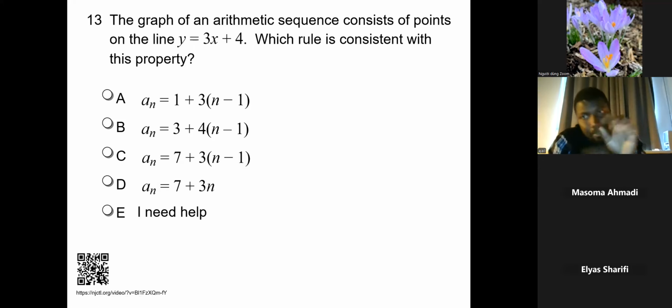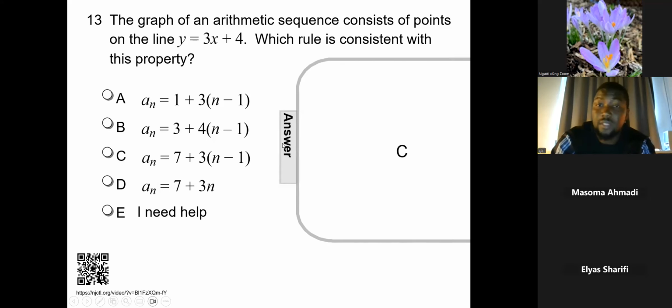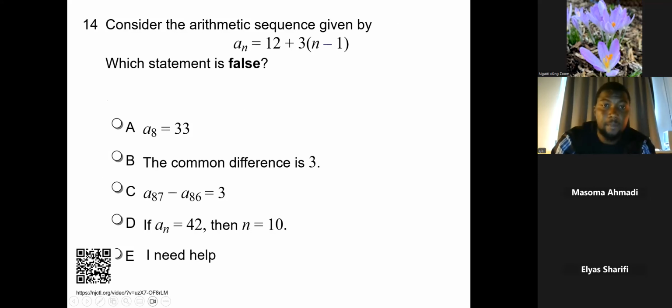So you could see that the gradient on a Cartesian plane, or a rectangular coordinate system, is always the common difference. So it means the common difference is 3. To get the first term from the equation of the line, you substitute x as 1. So that is 3 plus 4, which is giving you 7. So the first term becomes 7, and the common difference becomes 3.